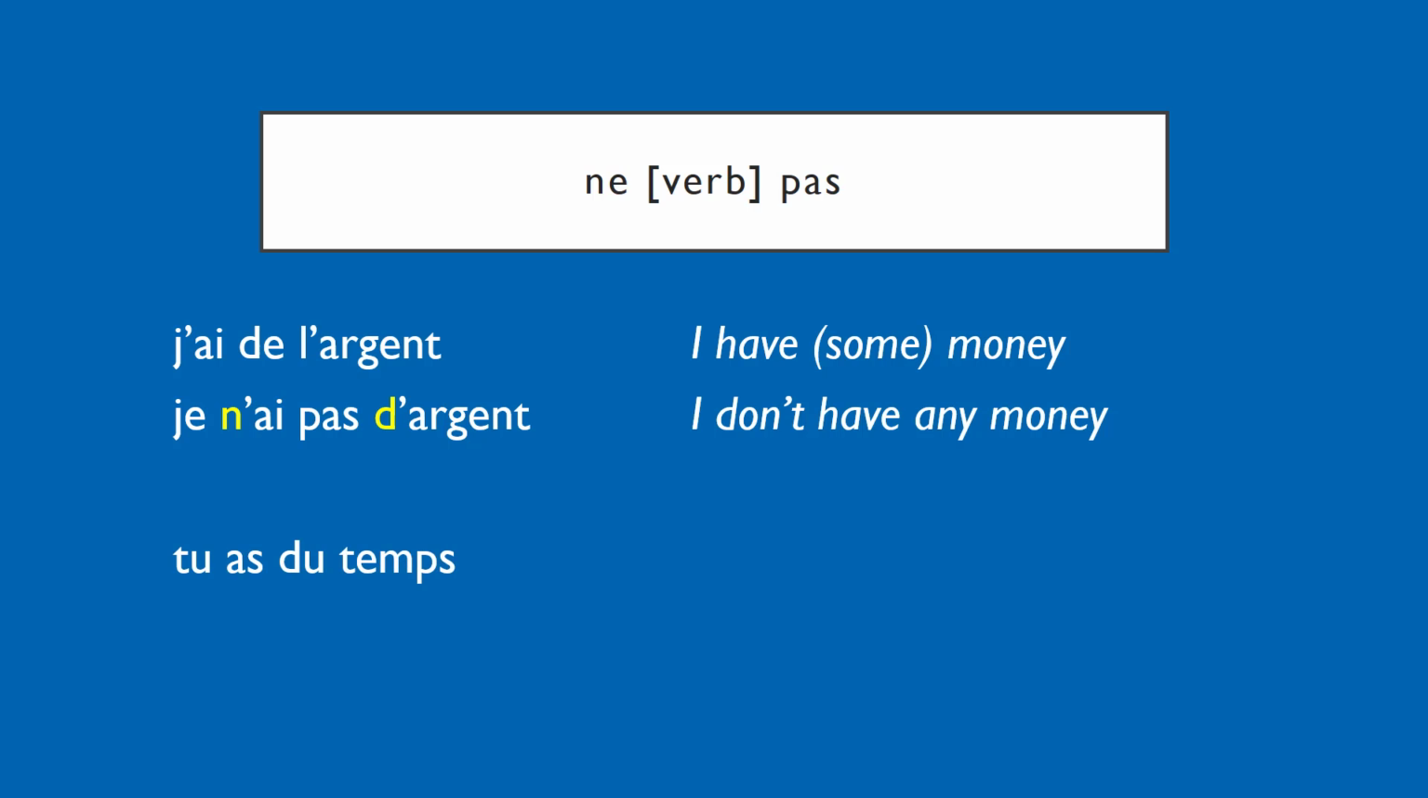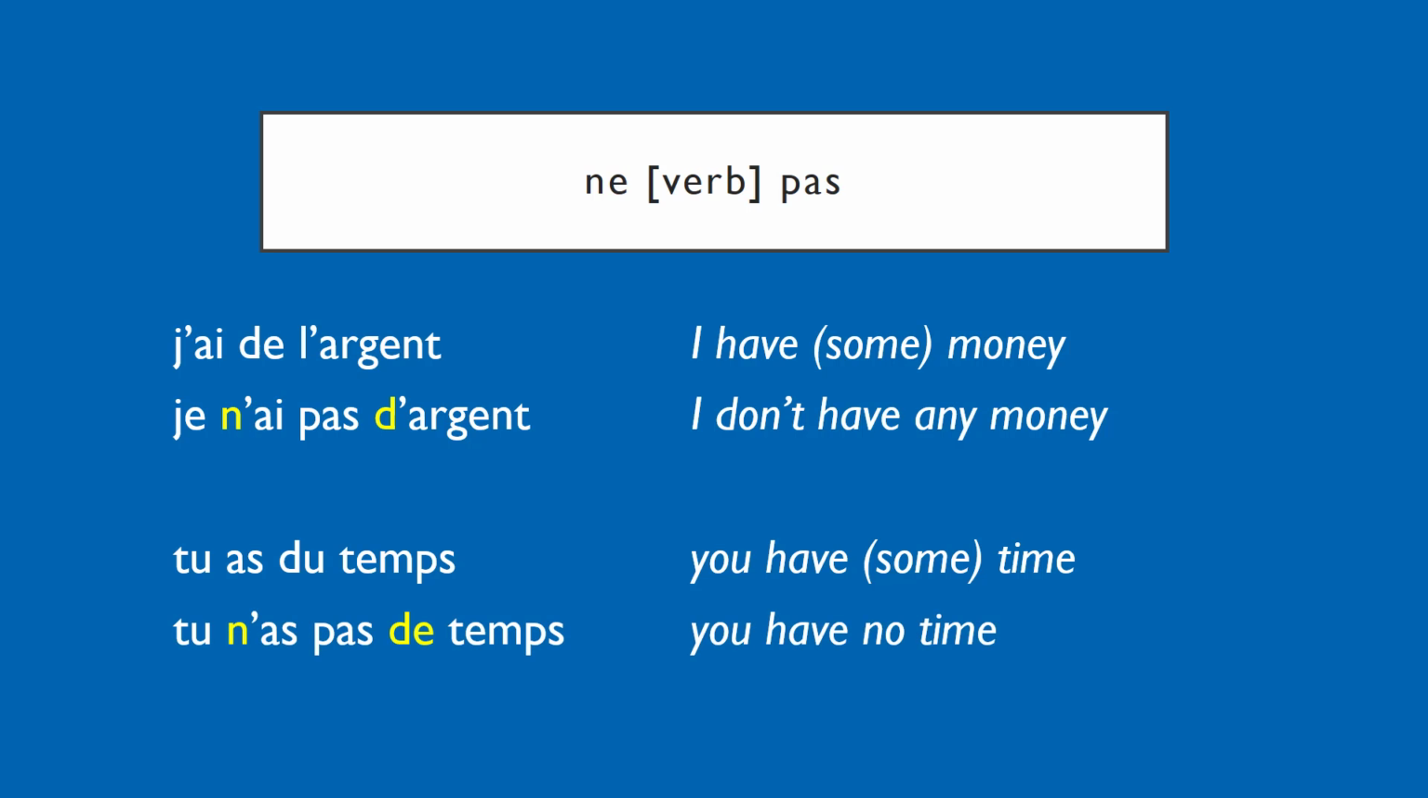The same goes for tu as du temps, that means you have some time, where du is the word some. To negate this, we would say tu n'as pas de temps, you have no time, not tu n'as pas du temps. One other thing you might notice here is again we have two ways of saying the same thing. I don't have any money and you have no time. Again, this is an English problem. Any and no in English are very similar but not quite the same. It doesn't exist in French. Once again, all negatives are formed this way.